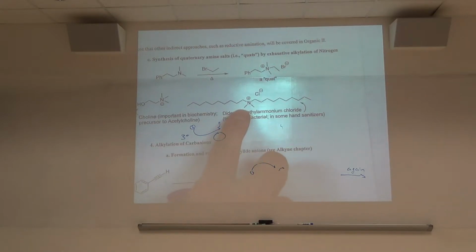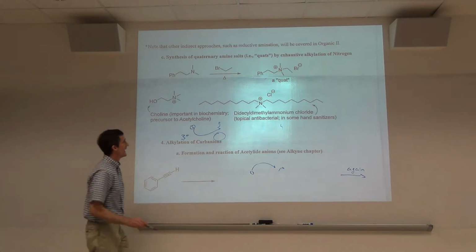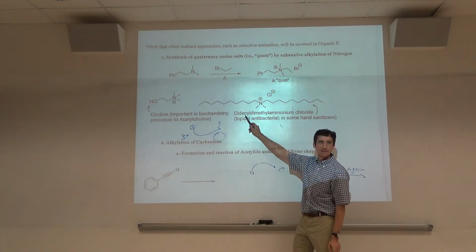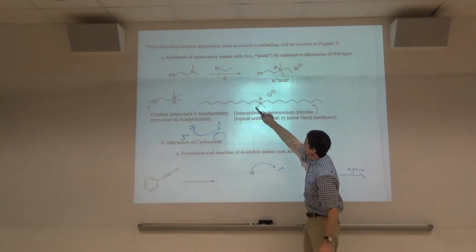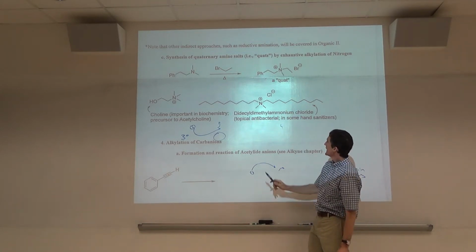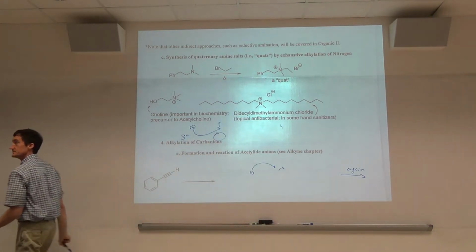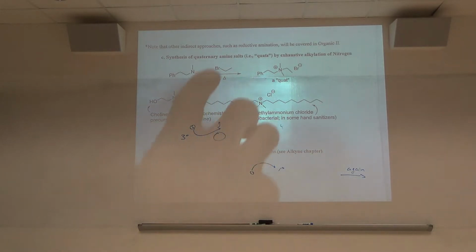Here's a big old quat with a big old name. It's called didecyl. What is a decyl? 10 carbons. Didecyl dimethyl ammonium chloride. Yeah, that's the one I saw at the Y. I think that's when I wrote it down on the handout. Next time you're over there, check it out, or wherever you go to the gym.